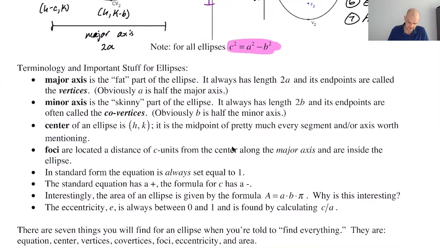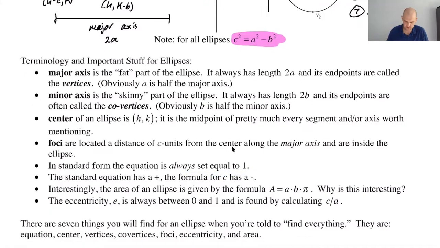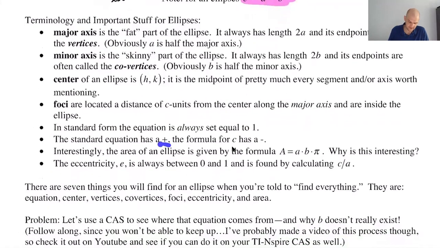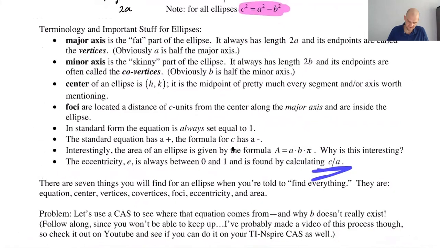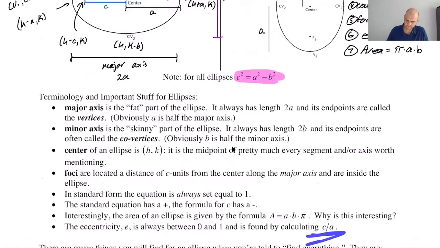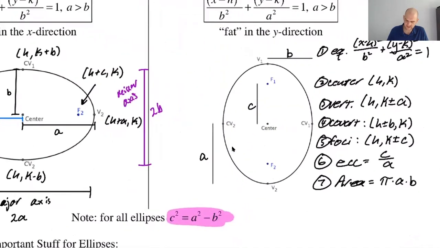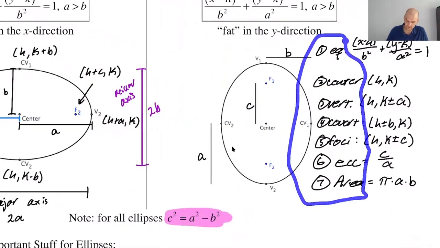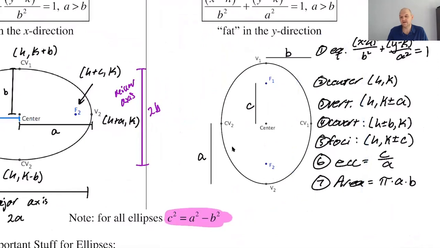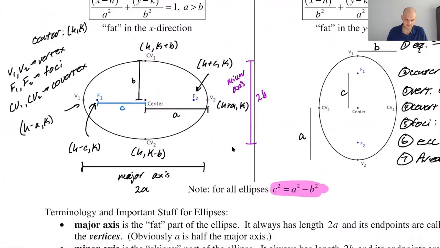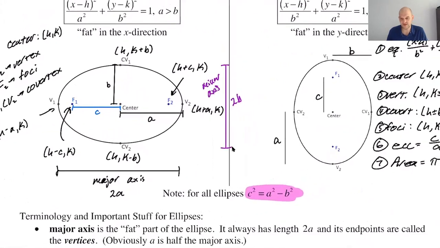The standard equation is going to have a 1, right? So it's going to be equal to 1. That's kind of like a thing, except for circles, pretty much. The equation has a plus, and the formula for c has a minus. The area is pi ab, and then c over a. So 7 things that you want to find. Here are the 7 for the vertical major axis. It's the same 7 things for horizontal. It's just that you would get different values, obviously.